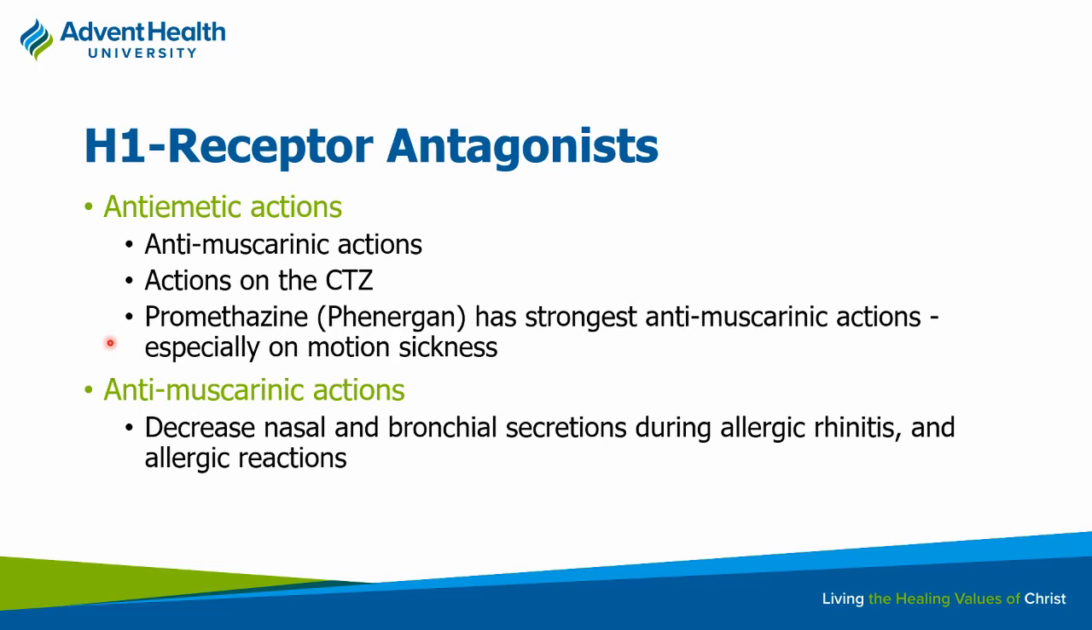So you can have antiemetic activity not just on those muscarinic receptors, but they also work directly on the CTZ. Anyone know what that means? It's the chemoreceptor trigger zone. It's a specific part of the brain that when activated causes emesis, and so it can actually help to block that. And just to give you an example, promethazine or Phenergan has the strongest antimuscarinic actions and is kind of the best when used for things like motion sickness. So has anyone ever heard of Phenergan before?